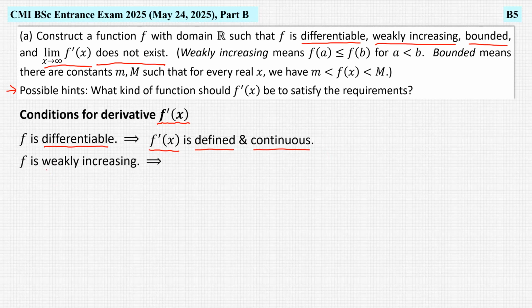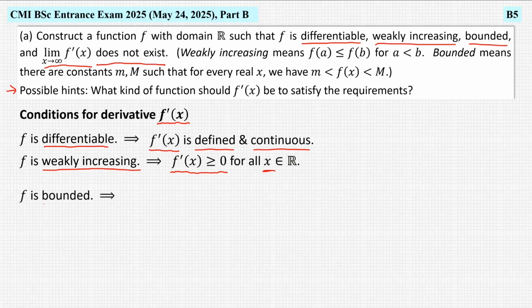Next, what about f being a weakly increasing function? Well, then we know that the derivative f prime of x is greater than or equal to 0 for all real numbers x. Next, the fact that f is bounded.